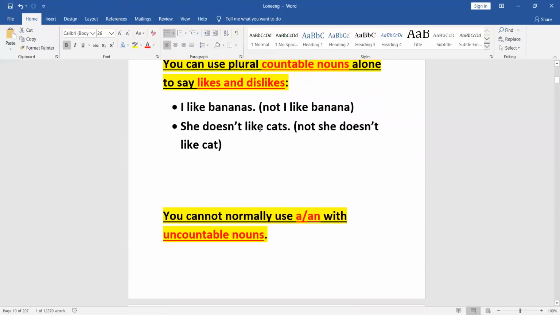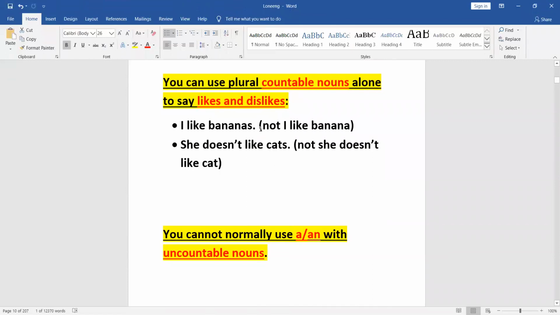You can also use plural nouns alone, like likes and dislikes. You can say, I like bananas. So generally, you're saying you like a lot of bananas. Or you can say, she doesn't like cats, which means that generally she cannot stand even one cat. Okay, she doesn't like cats, which means generally not even one cat she can stand.